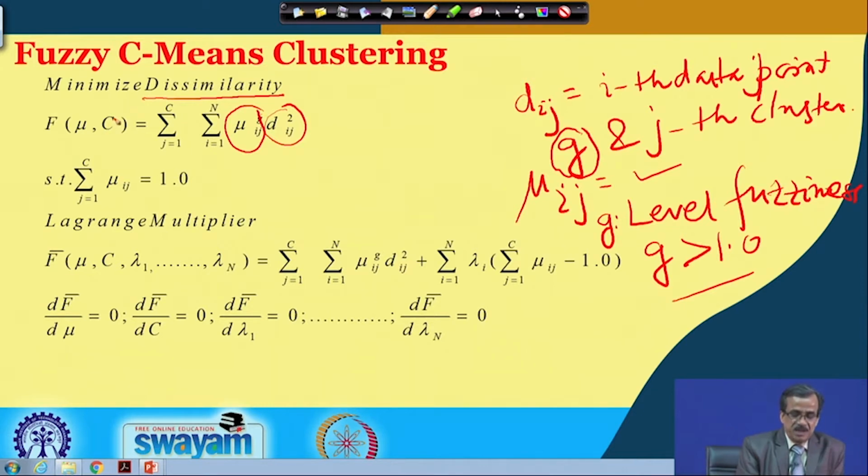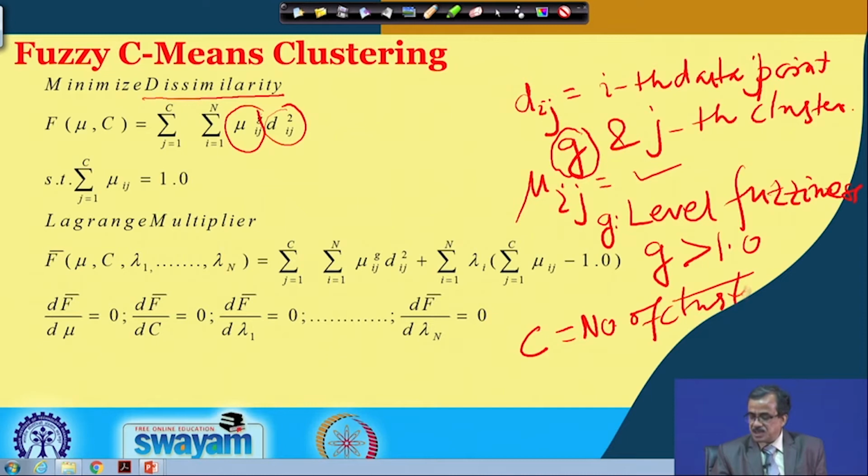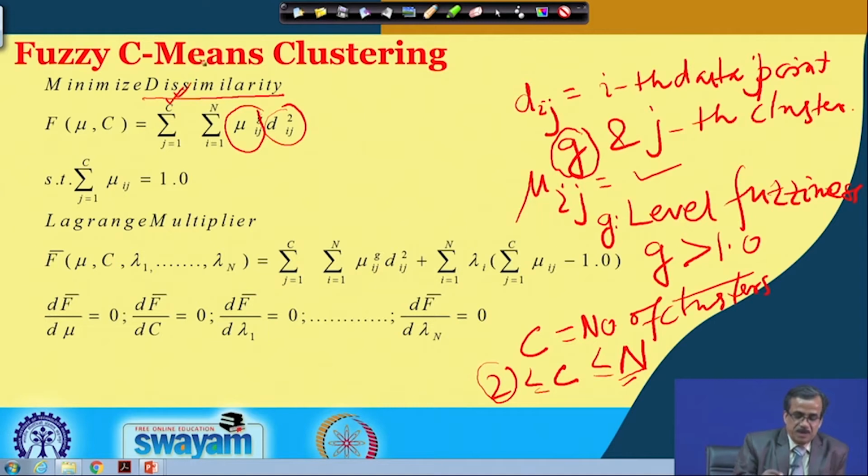and this particular c indicates the total number of clusters, or the number of clusters to be made, and c has got a range. For example, say c should be greater than or equal to 2 and it should be less than or equal to n. What does it mean? It means that the minimum number of clusters should be 2, it cannot be 1. If it is 1, then no clustering is done, and the maximum number of clusters cannot exceed n, that is the total number of data points. So, c is nothing but the number of clusters.